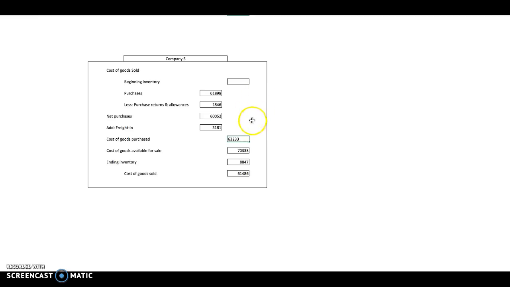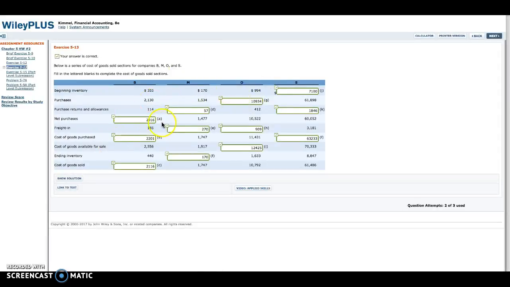Now that we have that number, we can calculate the beginning inventory by taking the difference between cost of goods available for sale and cost of goods purchased. So we'll subtract 63,233 from 70,333 and we'll get 7,100. And that's it. Then we'll go ahead and transfer those into the proper places in the homework assignment. And we should be good.